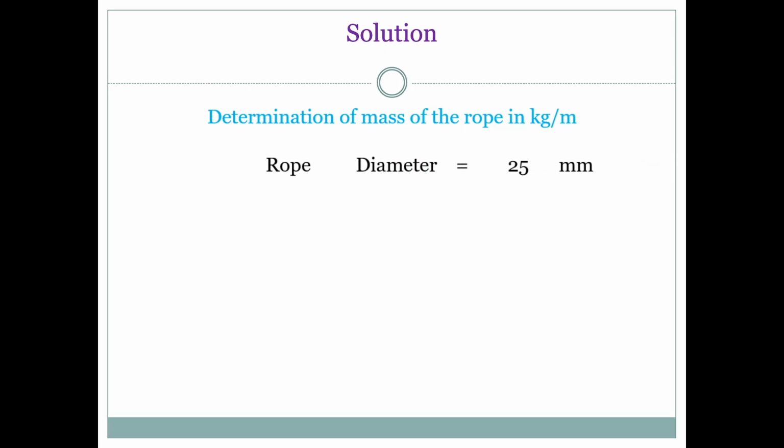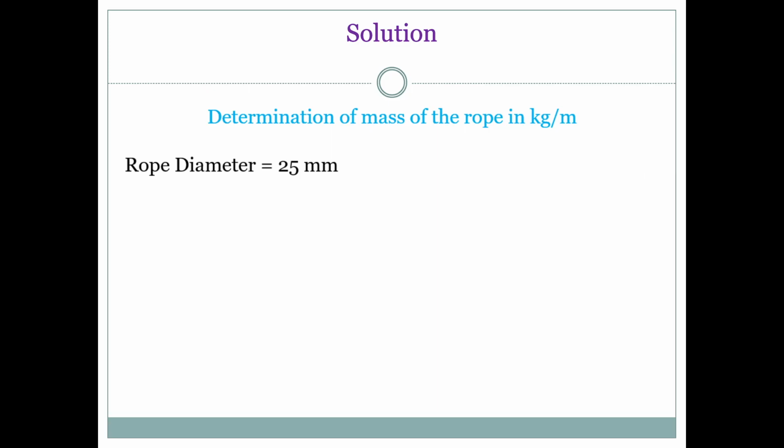In the solution we need to find out the mass of the rope in kg per meter length. That is not given to us directly in the numerical. Dear friends, I have already prepared one video on wire ropes and there I have discussed in detail how we determine the mass of the rope in kg per meter. If you have not seen that video, I strongly recommend that you please see that video once. So let's proceed with the numerical.